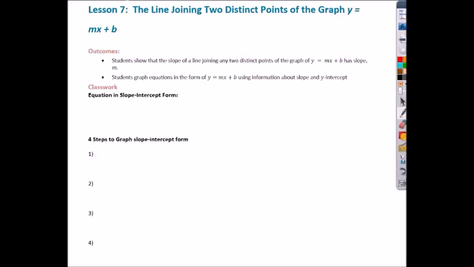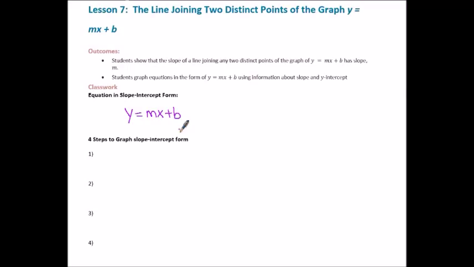So yesterday we learned how to graph using the slope formula, which is m equals the change in y over the change in x. So today we are going to learn how to graph a line by using an equation. So first of all, we want an equation in slope-intercept form, and that looks like y equals mx plus b. So it's going to be really important in this lesson when we're trying to graph a line. So there are 4 steps to graph slope-intercept form.